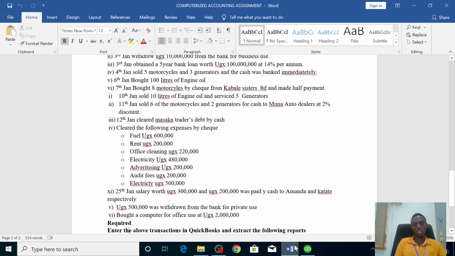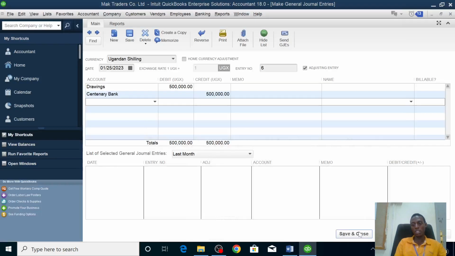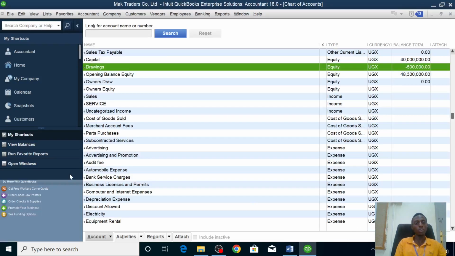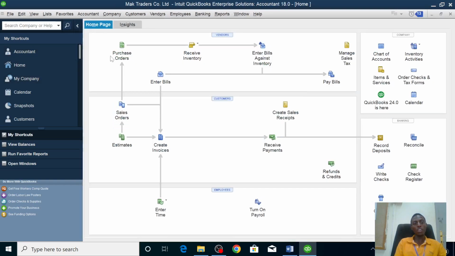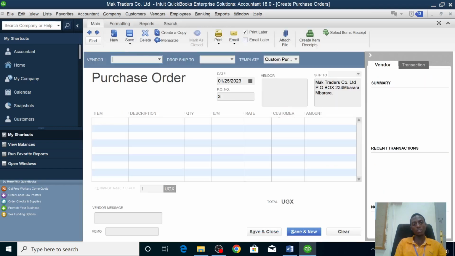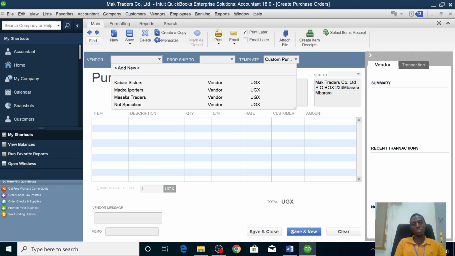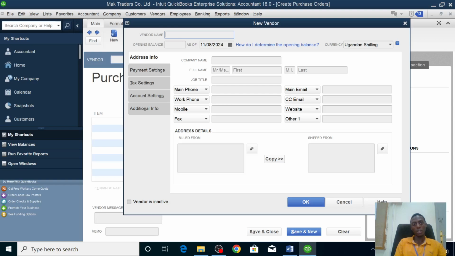I see my next transaction has just bought a computer for office use. That's a purchase. Now I can save and close. Moved home, then purchase orders. You are not provided with a vendor, but you have to have one. I can add new, call him unknown, I say okay.